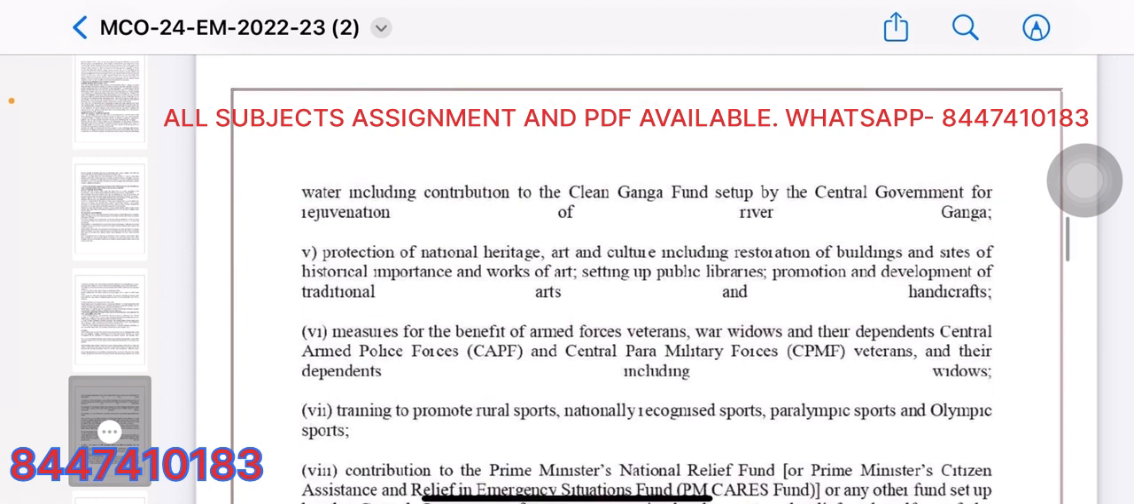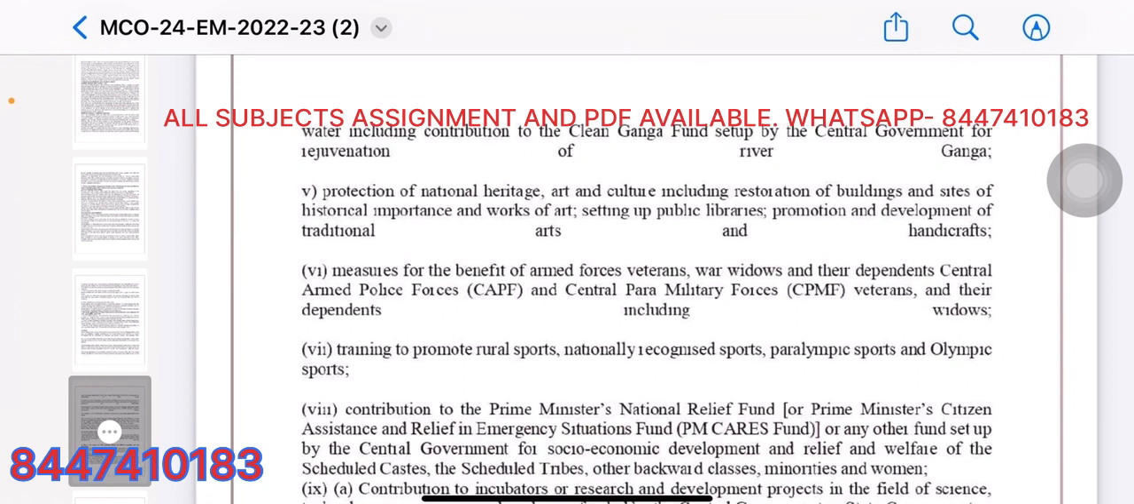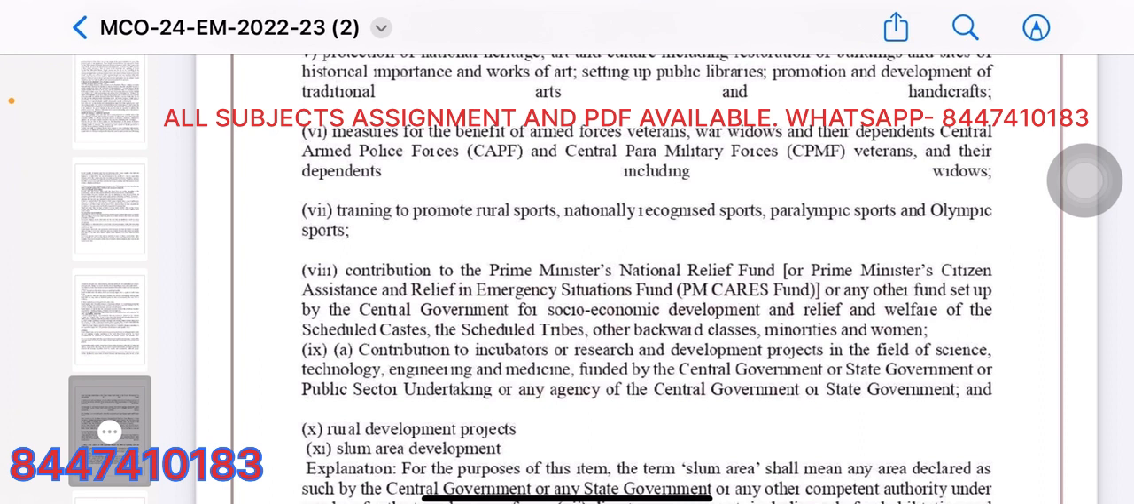rejuvenation of River Ganga. Protection of natural heritage, art and culture, including restoration of buildings and sites of historical importance and works of art, setting up public libraries, promotion and development of traditional art and handicrafts. Measures for the benefit of armed forces veterans, war widows and their dependents, central armed police forces and central paramilitary forces veterans and their dependents including widows. Contribution to the Prime Minister's National Relief Fund or any other fund set up by the central government for socio-economic development and relief and welfare of the scheduled castes and scheduled tribes, other backward classes, minorities, and women.